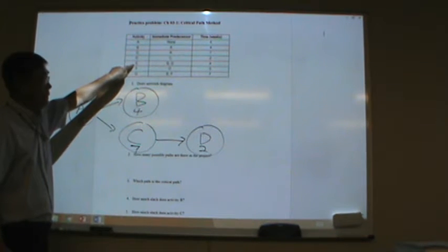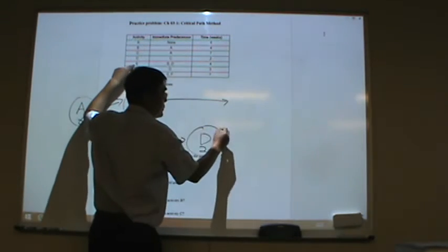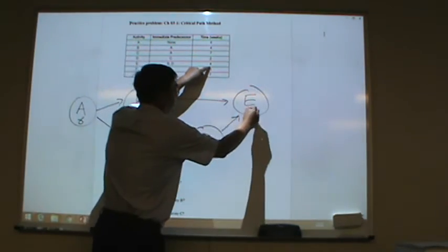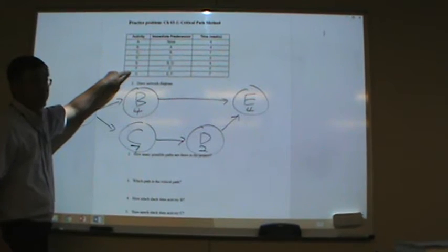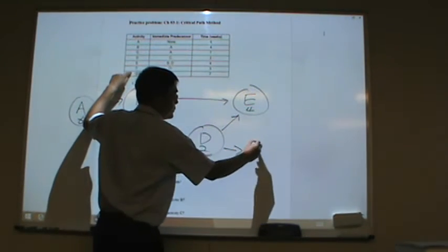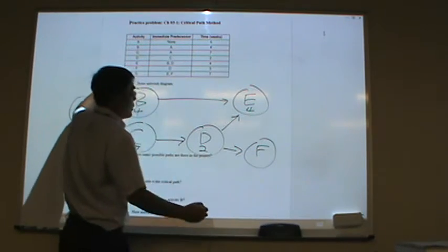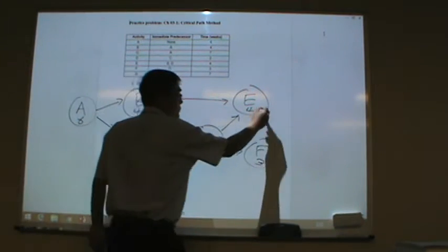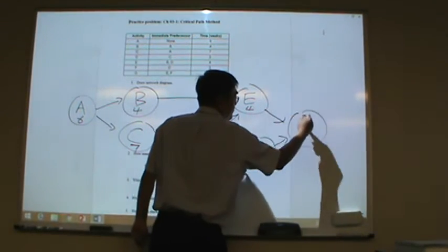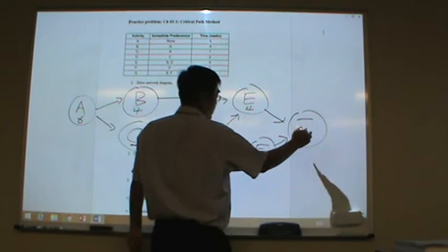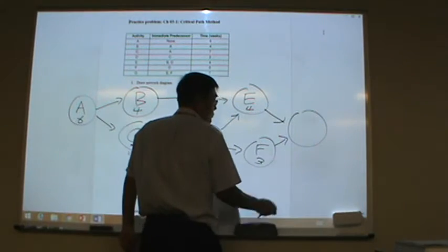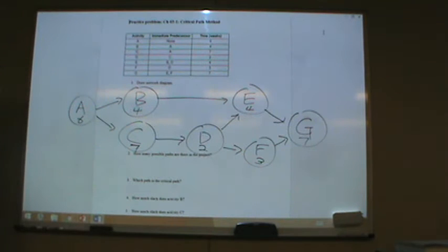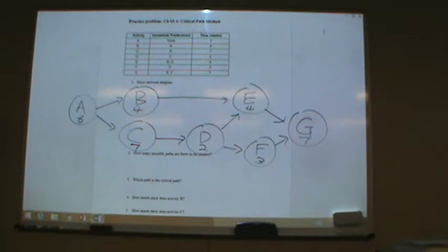E from B and D, 4. F from D, 3. G from E and F, 7. Yeah, that's what I got.